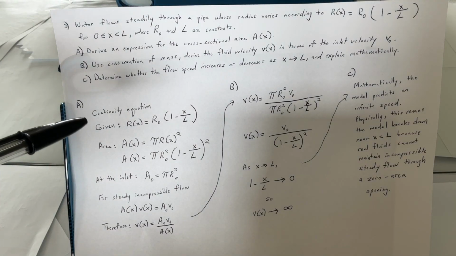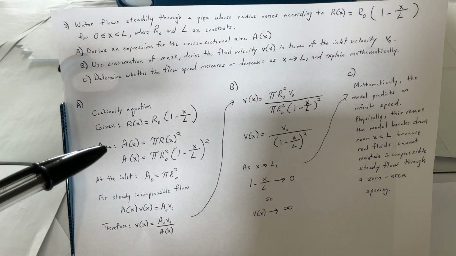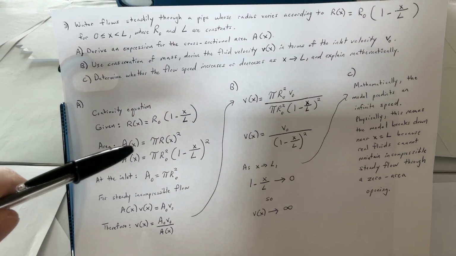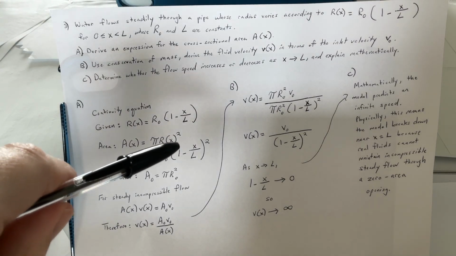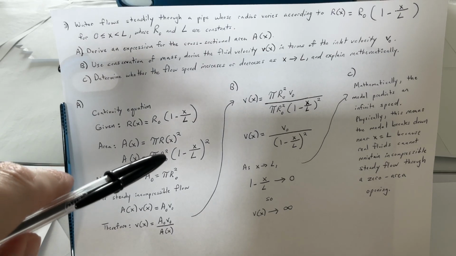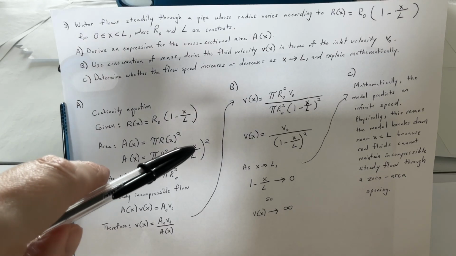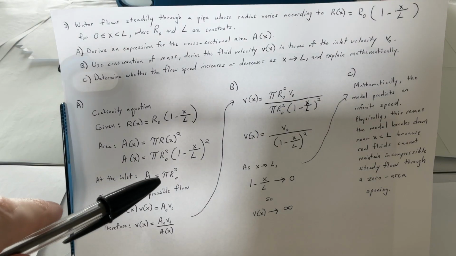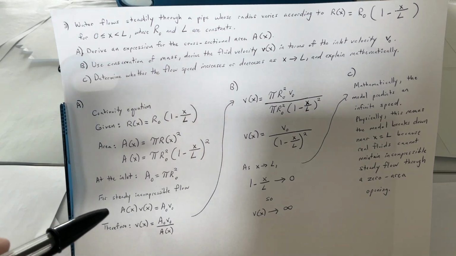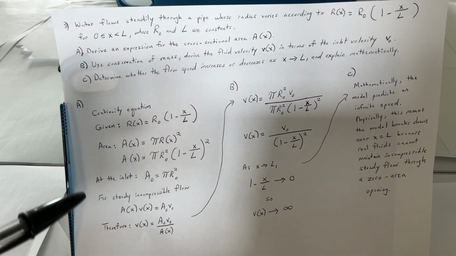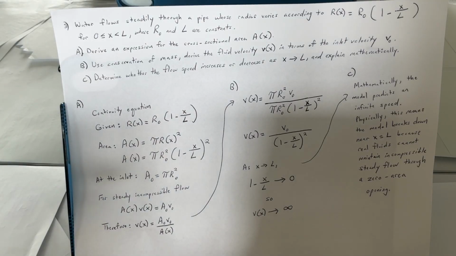So what we could say here for part A, continuity equation, we're given R of x equals R naught times the quantity 1 minus x over L. Area is going to be A of x equals pi, capital R, of x squared. And A of x is pi R naught squared times the quantity 1 minus x over L squared. So at the inlet, A naught equals pi R naught squared. My apologies if I miscommunicate or speak too quickly.